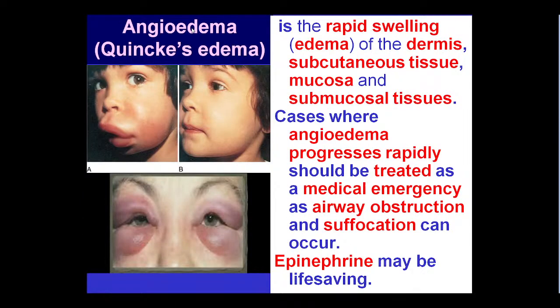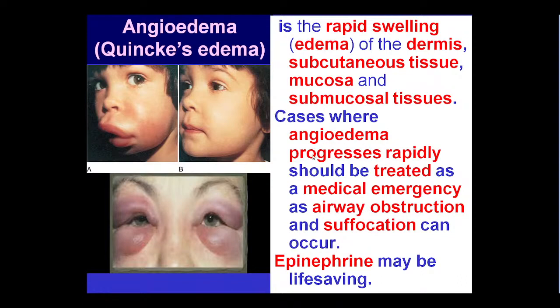One of the important symptoms that you have to know is named Quincke's edema, Quincke's syndrome, or angioedema. Angioedema is the rapid swelling of the dermis, subcutaneous tissues, mucous, and submucous tissues. In some cases, submucous tissue swelling may cause airway obstruction and suffocation that may cause death, from asphyxia.